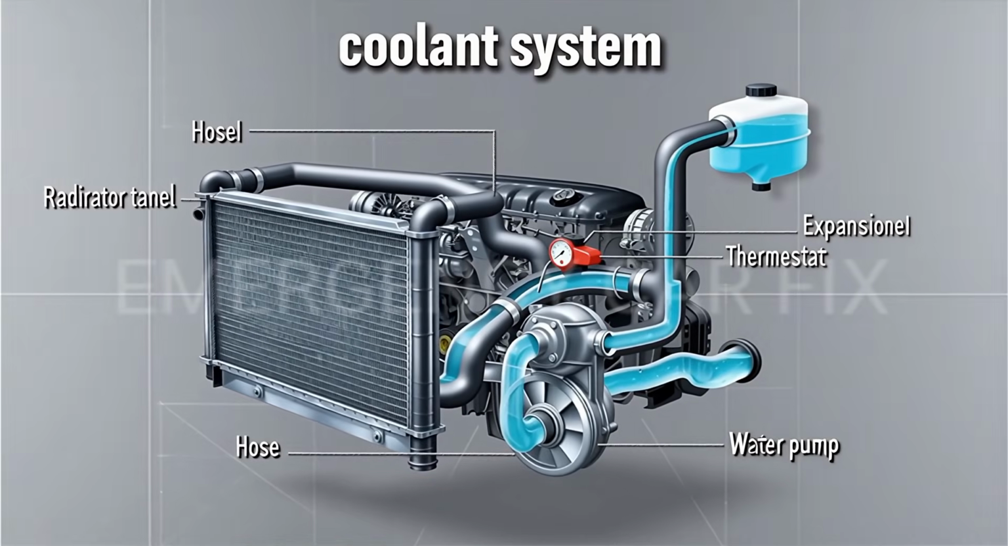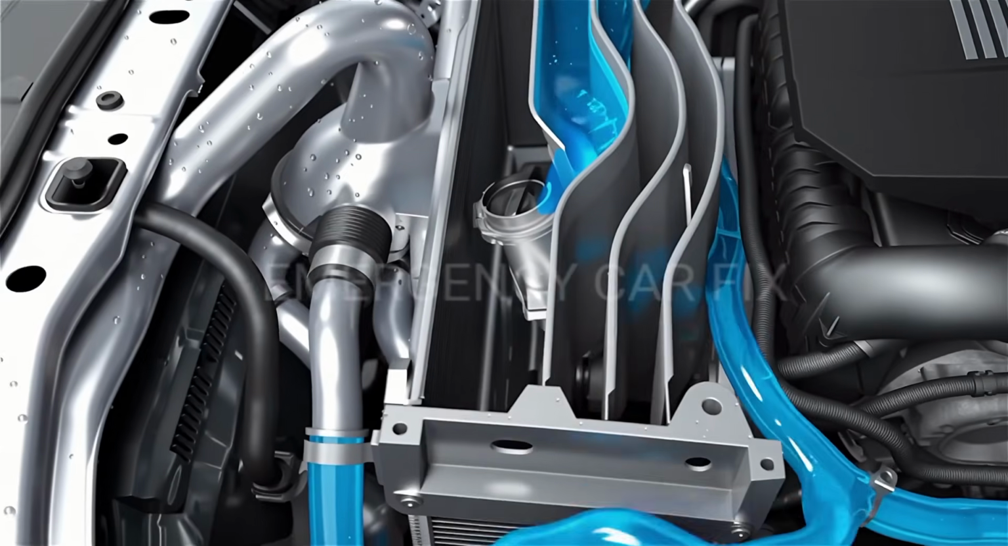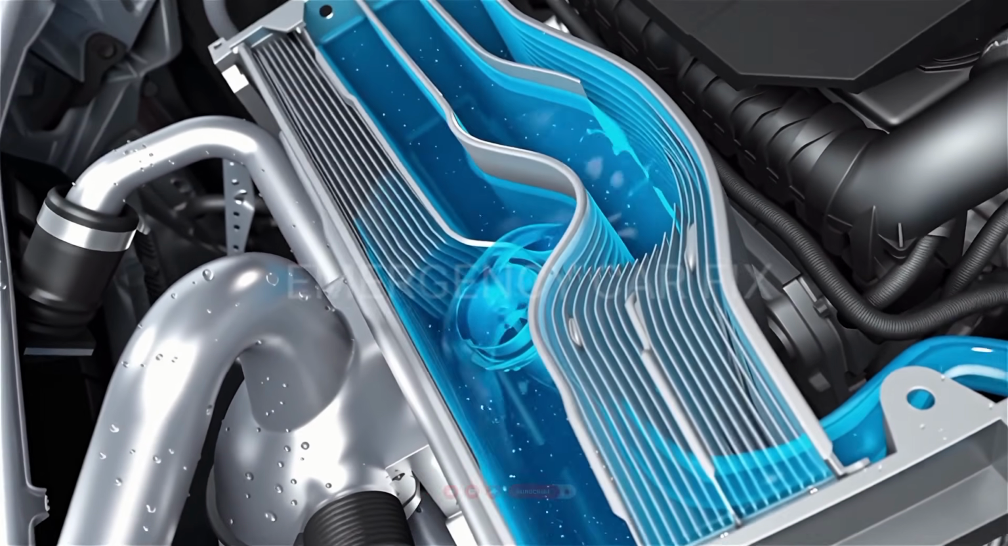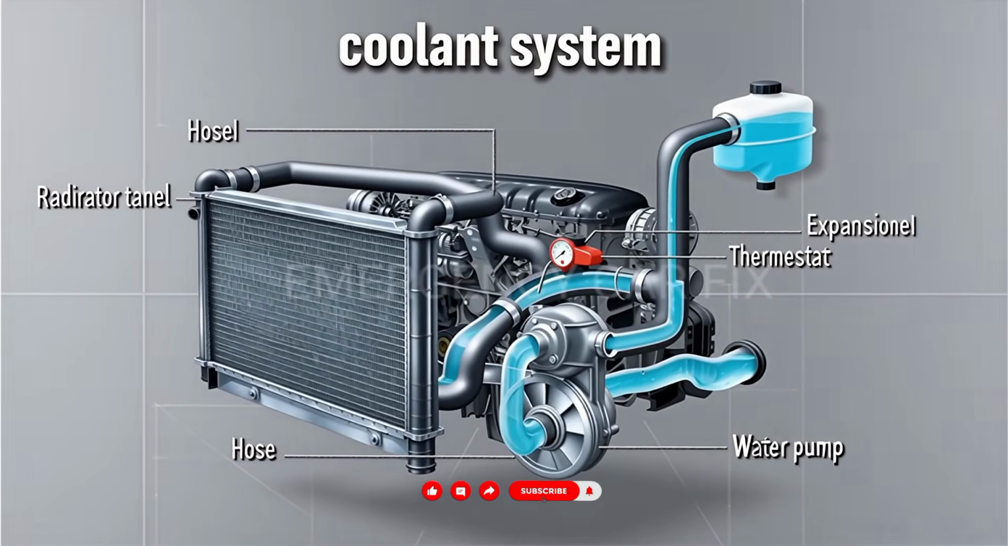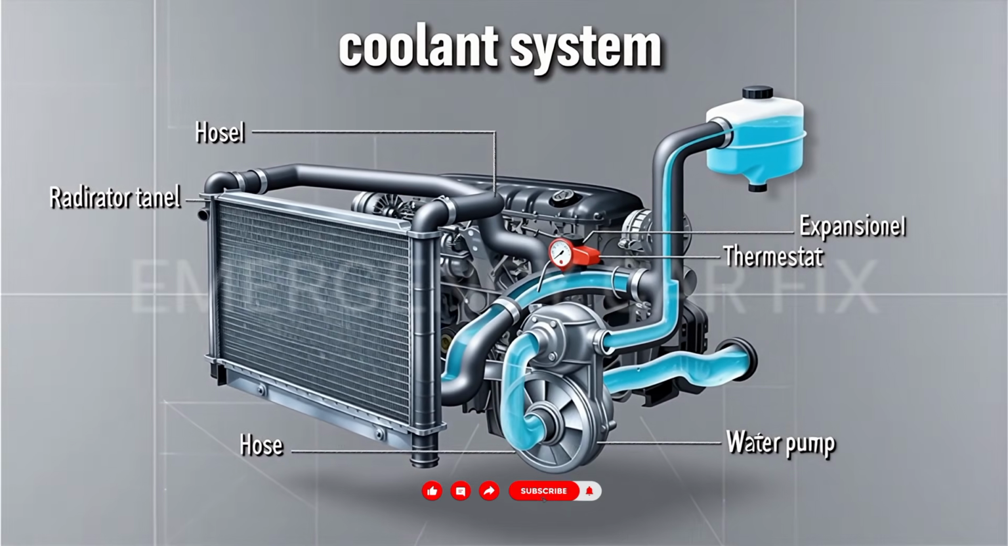Number 29. Coolant system. The coolant system regulates engine temperature by circulating coolant through passages, absorbing heat and transferring it away from components, preventing overheating and ensuring optimal engine performance during various operating conditions and extended usage periods.